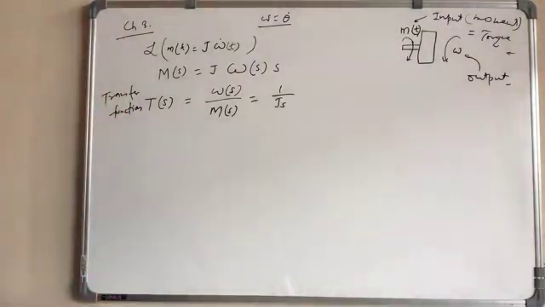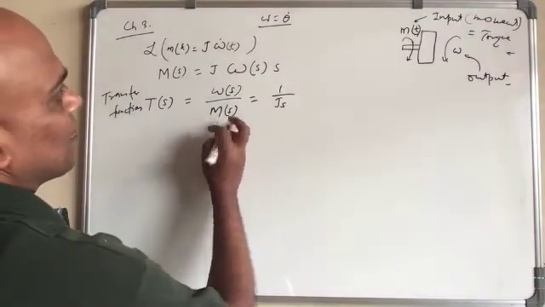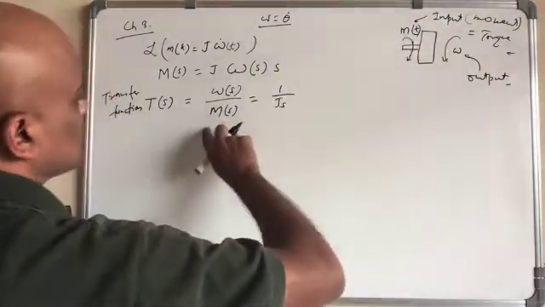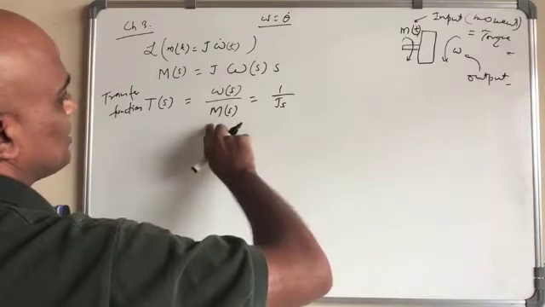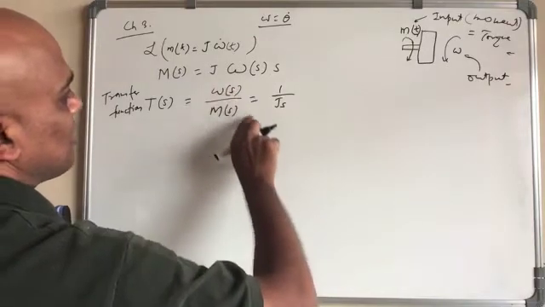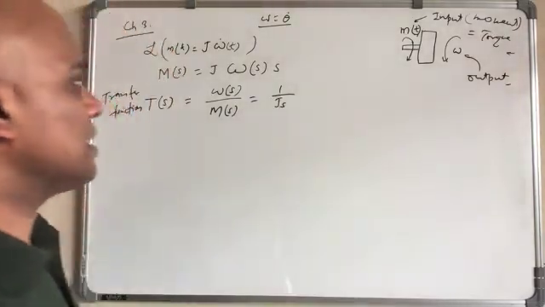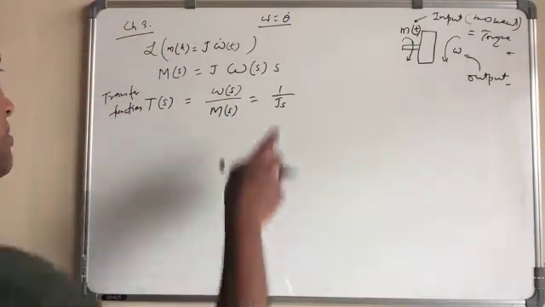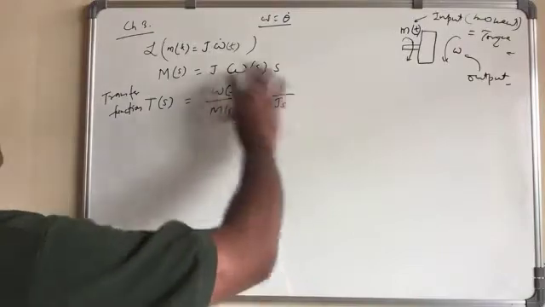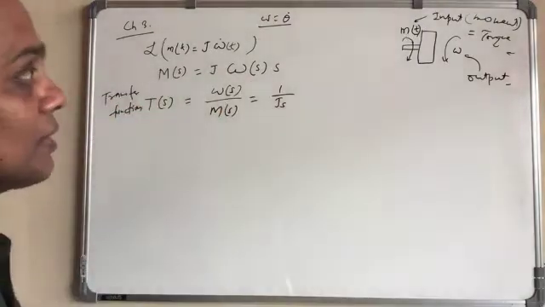So here this one is the moment or the torque we are applying, this is the output, the angular velocity, and this is equal to 1 over Js, which is simply the transfer function.